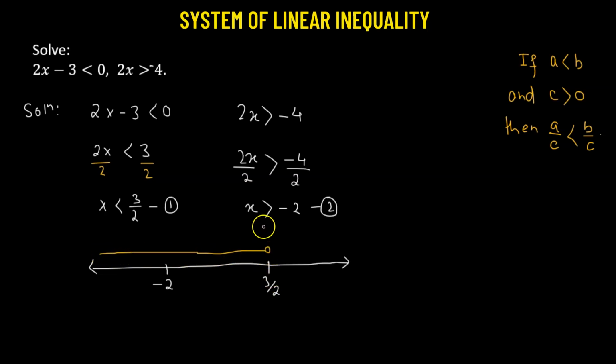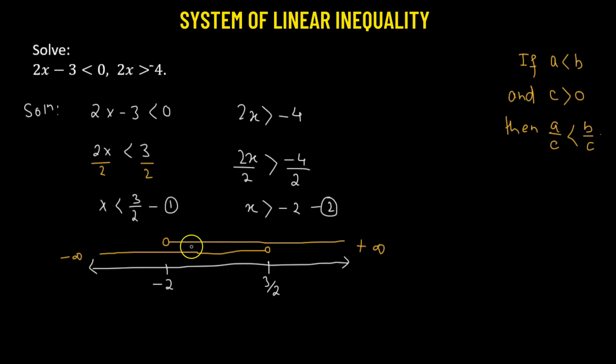In number 2, we have x greater than negative 2. So that means we'll consider all the values of x, excluding negative 2 and greater than negative 2. That means it will lie to the right of negative 2 and extend up to positive infinity. And for number 1, it's going to extend up to negative infinity.